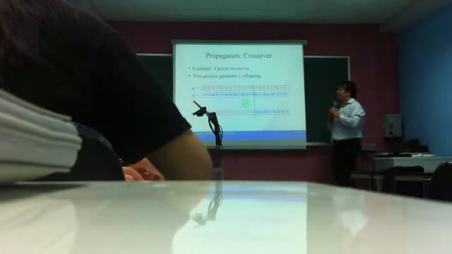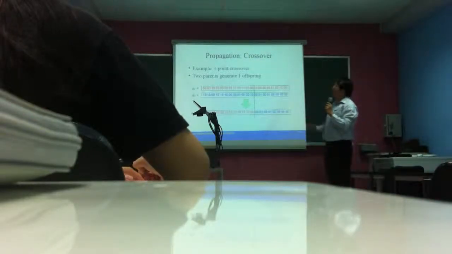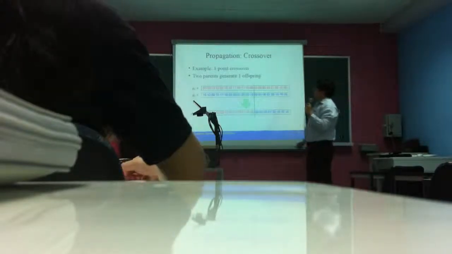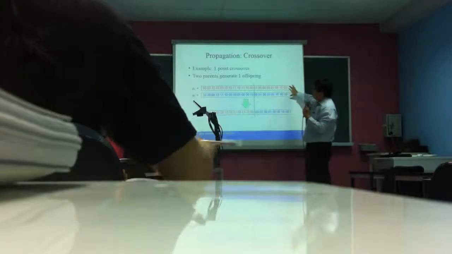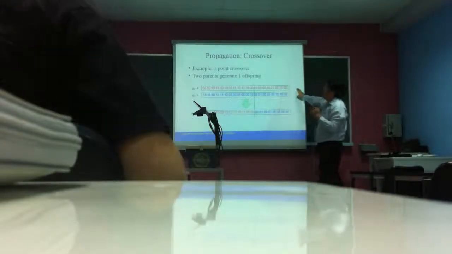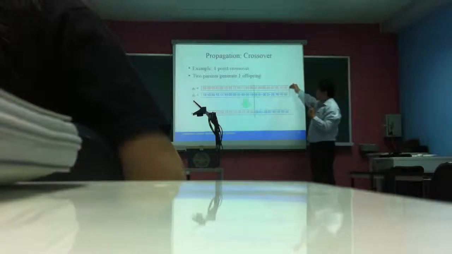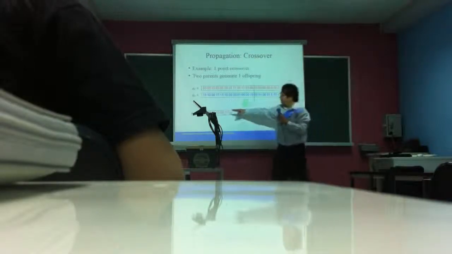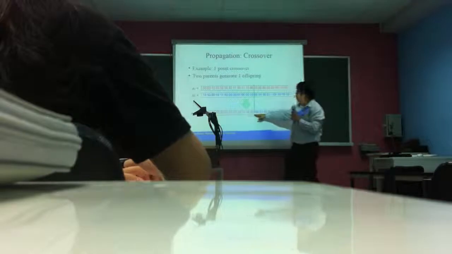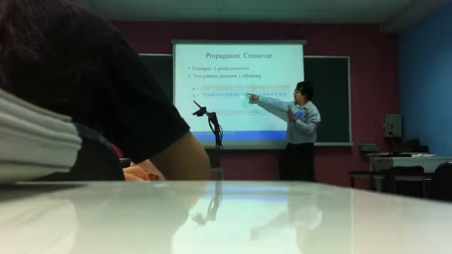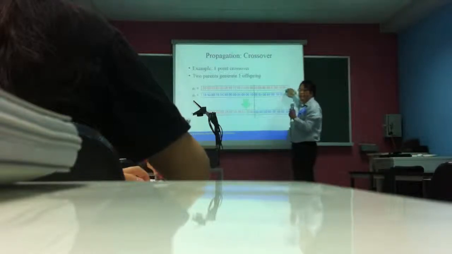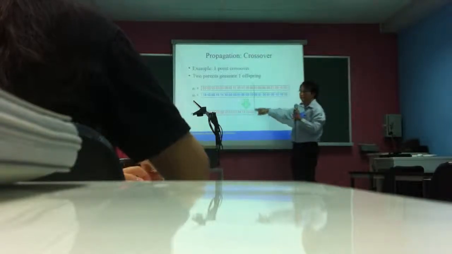Okay, let's see from now. From this program, what is the crossover? In this one, we use 1 point, we call it 1 point crossover. We have parent 1 and parent 2. For this example, we use the red part from parent 1 and the blue part from parent 2, and fix this one.